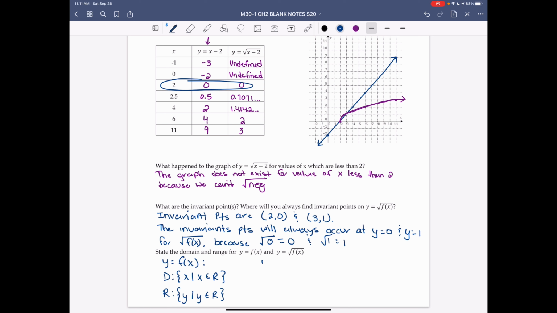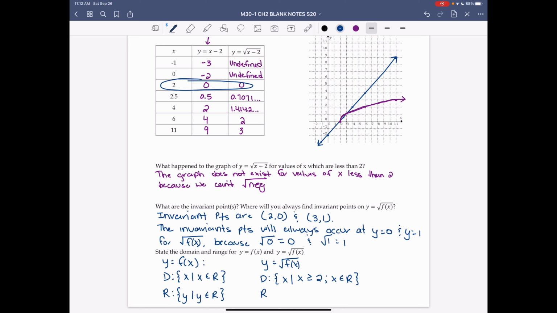For our square rooted function, y equals square root of f of x, our domain is x such that, well, we can see from our table of values and also from our graph that it's undefined until 2, because before an x value of 2, the y values are negative for x minus 2, and we can't square root a negative. So we know that our domain for y equals the square root of f of x is x has to be greater than or equal to 2, x an element of the real numbers.